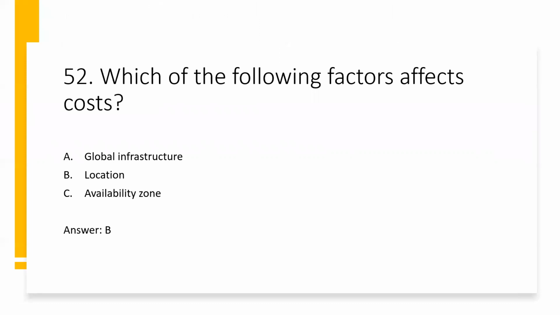Question 52. Which of the following factors affects cost? A, global infrastructure. B, location. C, availability zone. B, location. When you are creating resources in Azure, Azure recommends some regions. If you pick those regions, then it affects your cost. If you pick some other location, then you have to pay a little extra amount. But here option B is the right answer, location.